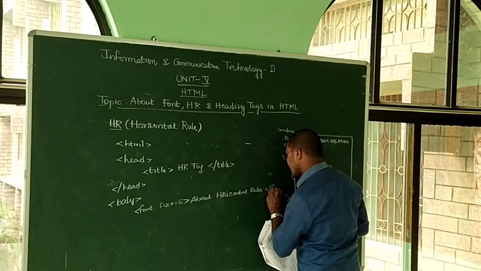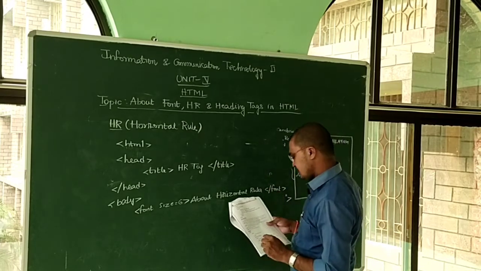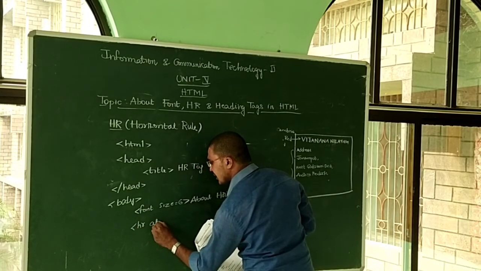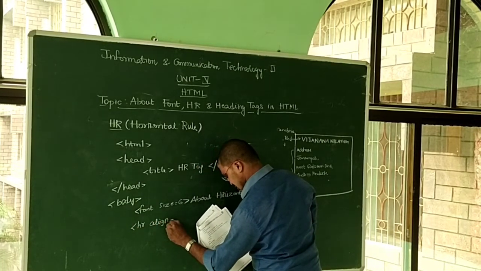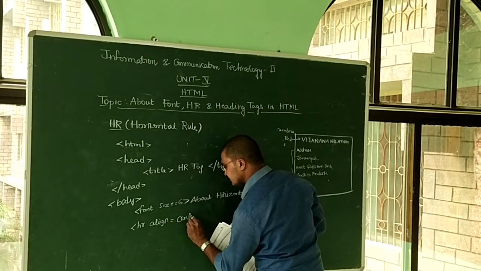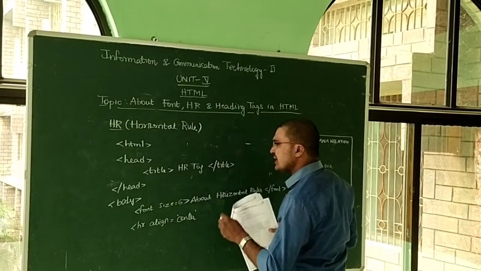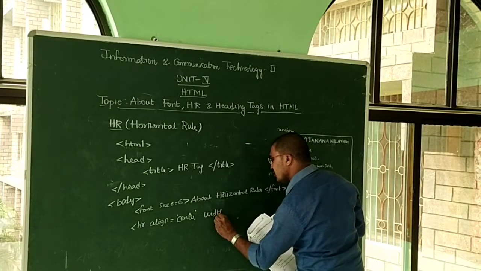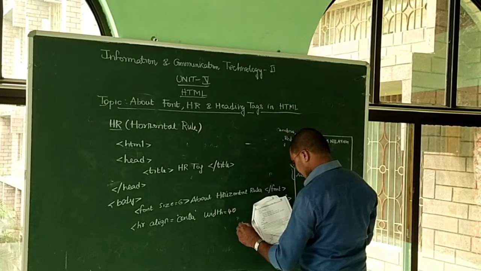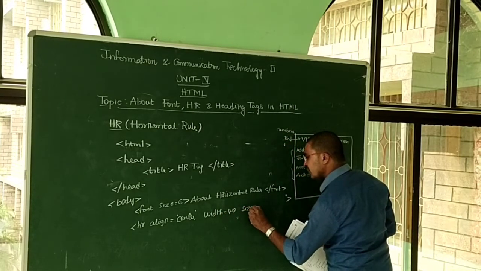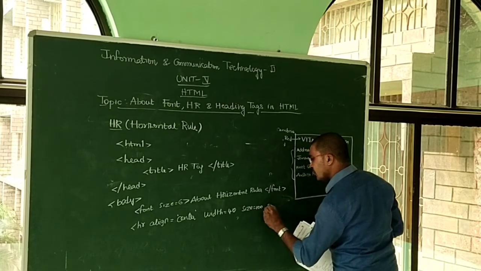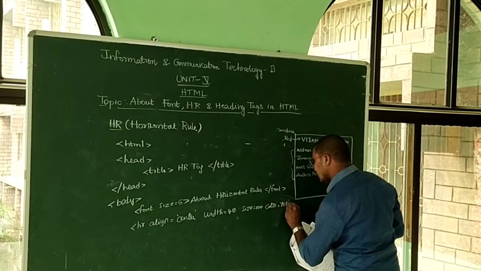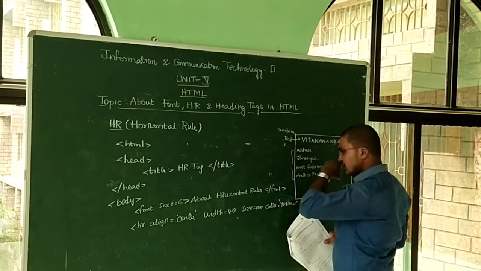Let us close the font tag. This is the actual heading. Next we use the HR tag and use align. Align is equal to center. Center means the line appears exactly in the middle of the web browser, and the width is 40 pixels, and size is 100 pixels, and for the color, whatever you like, you have to mention the color name, and close the HR.